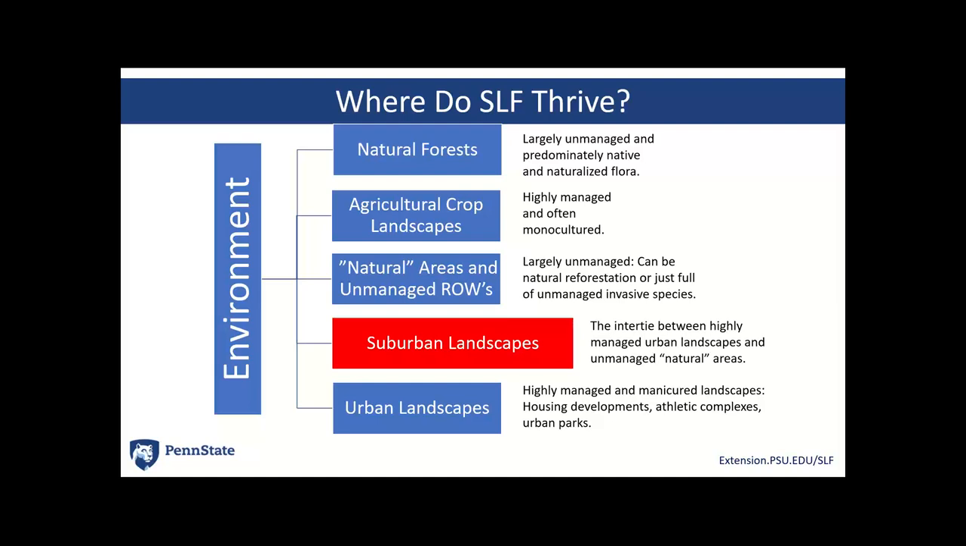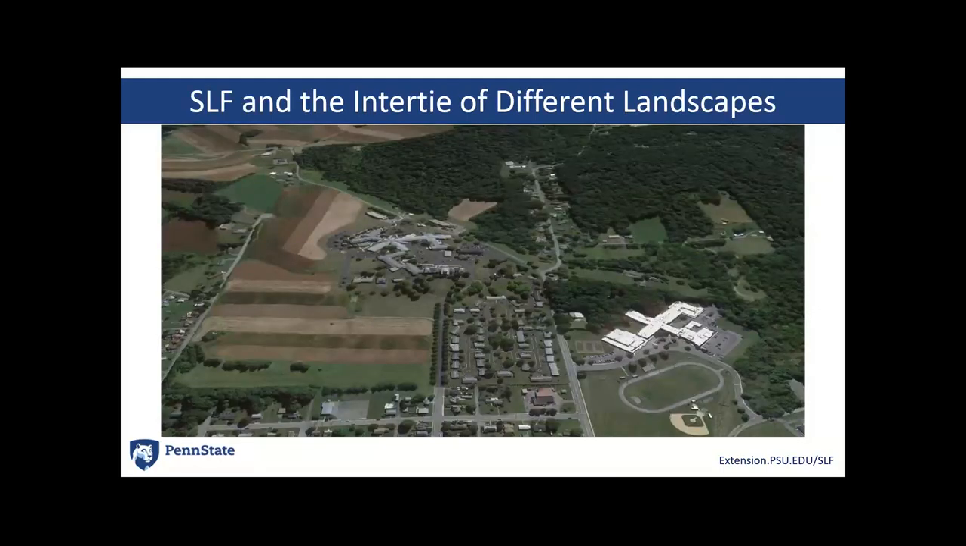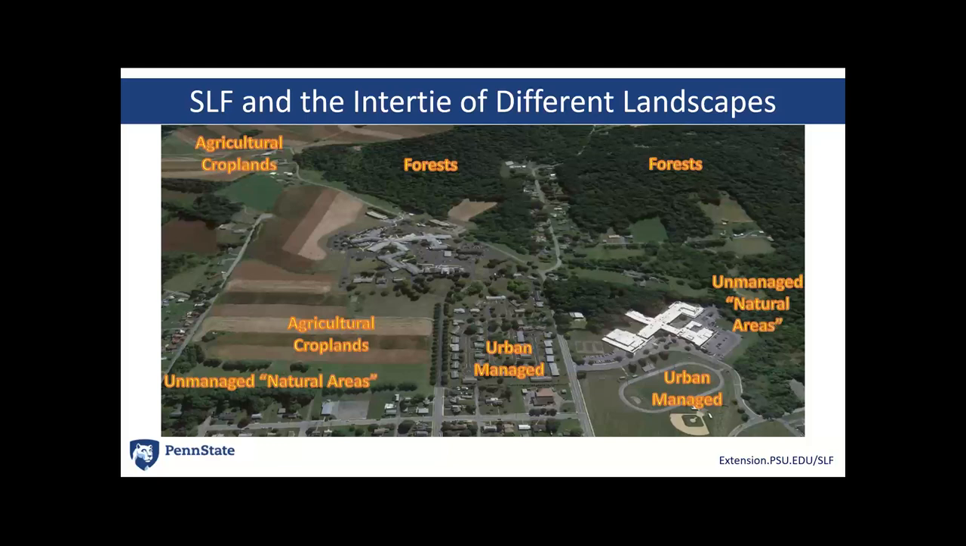And then we have those natural areas, the unmanaged right-of-ways, and those areas tied with the urban landscapes as suburbia. Then that's really where we see lanternfly doing its best, where it can take that mix of all those different environments and have multiple food sources. This is really where we're seeing lanternfly. It's an edge species. It's not going deep into the woods, and it'll do okay in urban managed areas, but it really likes to have that mix of diet.